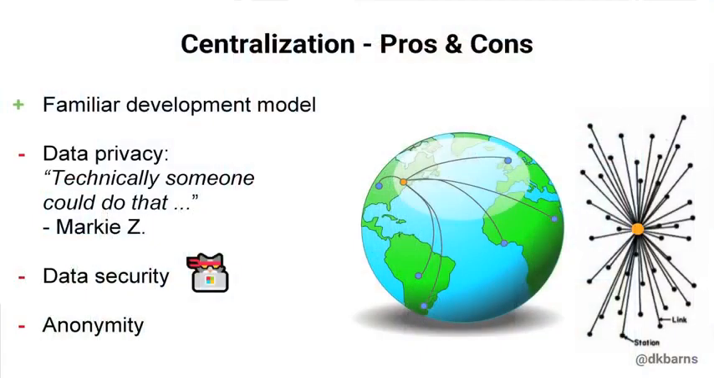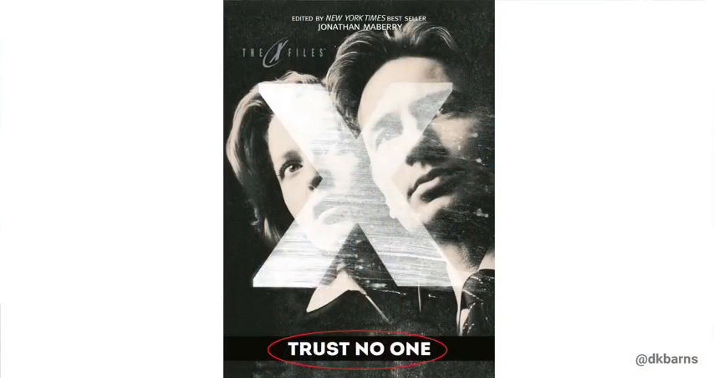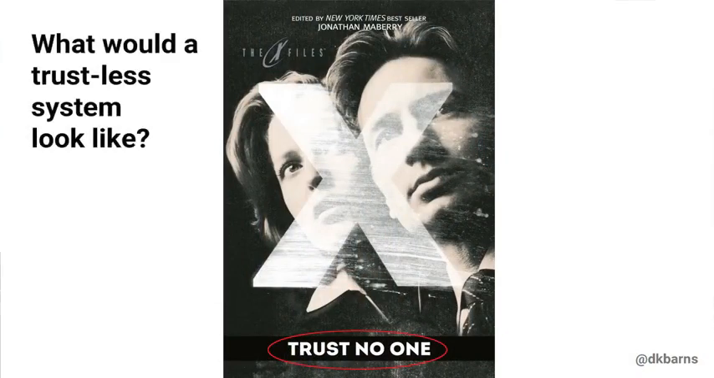And finally, anonymity is the final con we're going to talk about. There are some great reasons to want to be anonymous on the internet, but there are also some not so great reasons. But that's not what this talk is about. What this talk is about is that these three cons all have a trust component to them. What that means is we are relying on some third party, like a service provider or our government, to be a good player and not abuse their access to our data. We don't own the keys to it, although that's not something you maybe think about every day. But what if we were more like Mulder and Scully? What if we trusted no one? What would a trustless system look like?